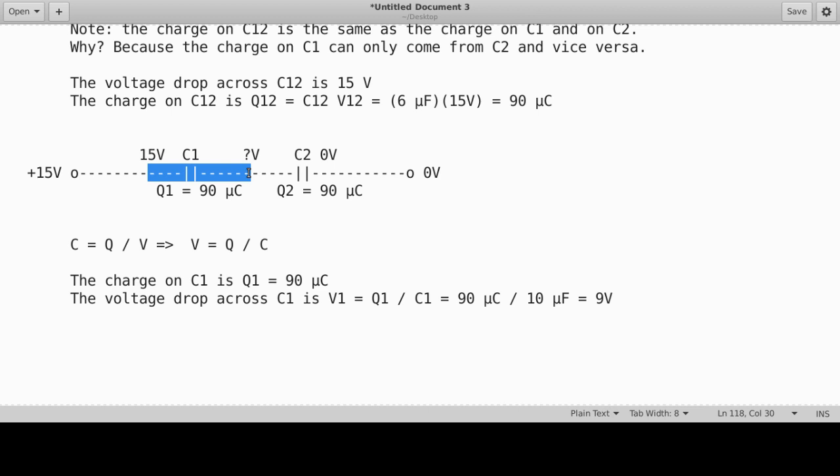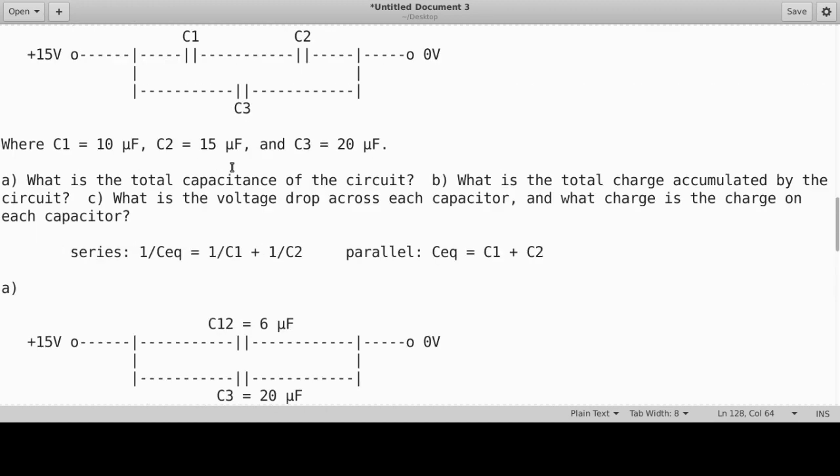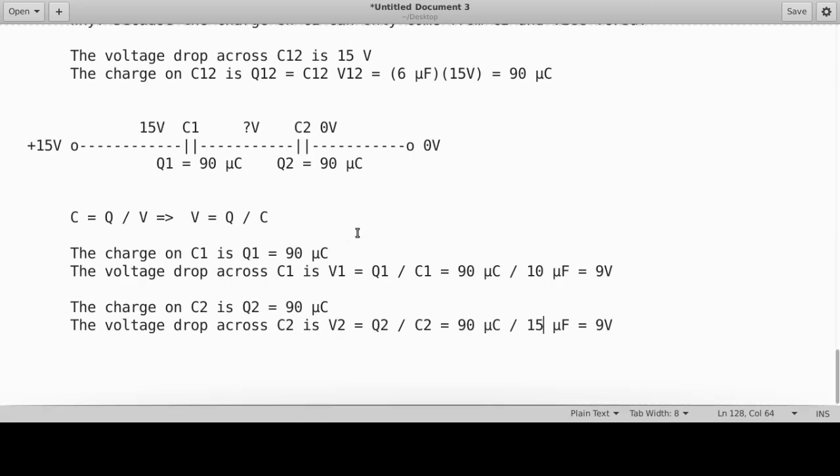And if you know that it's 9 volts, then you know that the drop across here has to be 6 volts. But let's work it out. Same thing for the second one, for C2. The charge on it is also 90 microcoulombs. But now the voltage drop across C2 is V2, which is the charge on 2 divided by the capacitance of 2. And the capacitance of 2, if I'm not mistaken, was 15. Let me look above to verify that it was 15. And guess what 90 divided by 15 is? It's 6.